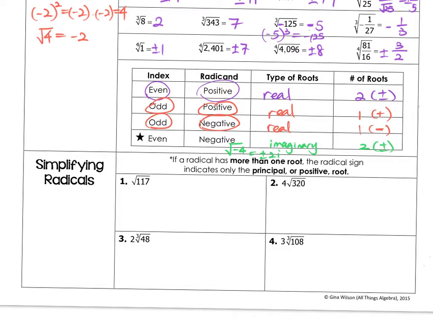Okay? So simplifying radicals. First one, I have 117. So it's all about rewriting the radicand by factoring it. So if you factor it, you should have 9 and 13, and you're looking for a perfect square here. And remember I said one of the properties is that you can combine or split the radical signs.